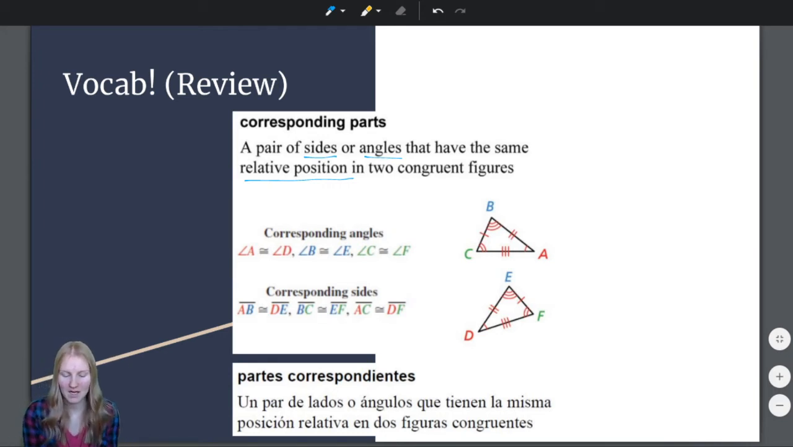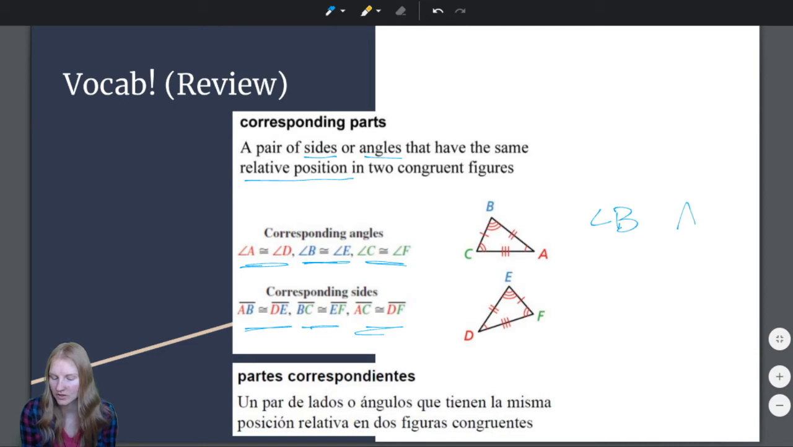So, angles correspond with angles, sides correspond with sides. Please don't tell me that angle B corresponds with side AB, because it doesn't. Sides go with sides, angles go with angles.